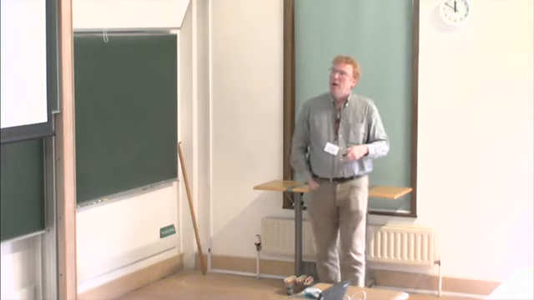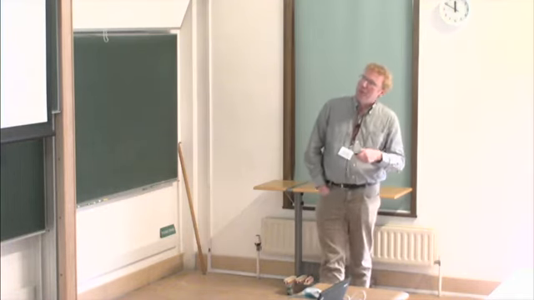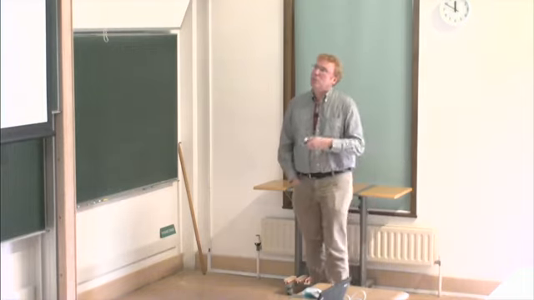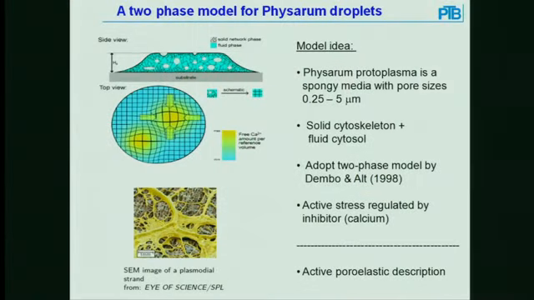while if you have just a low calcium concentration, they contract more. And so the idea we had then was we just look at this as a spongy medium with pore size on scales of micrometers roughly, and we model it as a two-phase system with a solid cytoskeleton and a fluid cytosol. And for that, we could adopt a two-phase model for cellular dynamics written up by Dembo and Alt. Of course, the calcium actually introduces some, I mean, there are first of all molecular motors throughout the system, and we assume that the active stress produced by the molecular motors is then regulated by calcium as an inhibitor. And all of that together we call an active poroelastic description.